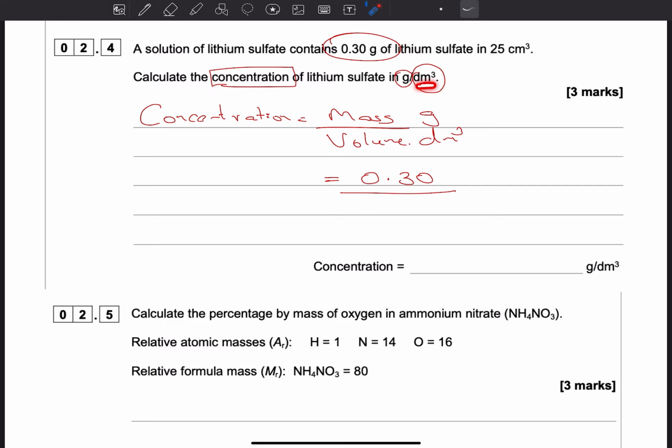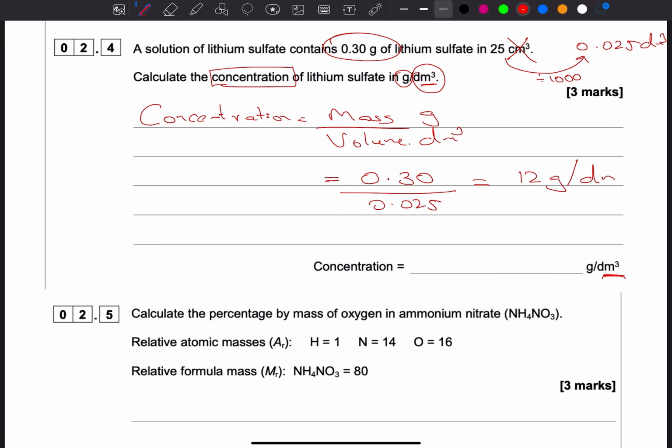But the volume should be dm cubed. But you got centimeter cubed. So how to go from centimeter cubed to dm cubed? You should always divide it by 1000 to go to dm cubed. 25 divided by 1000 is 0.025. That's the decimeter cubed. Okay, 0.025. How do I know it has to be in decimeter cubed? Look at the unit. It should be in dm cubed, not centimeter cubed. You cannot have it in centimeter cubed unless the unit is saying centimeter cubed. Then okay. It's 12. What is the unit? Grams per decimeter cubed.